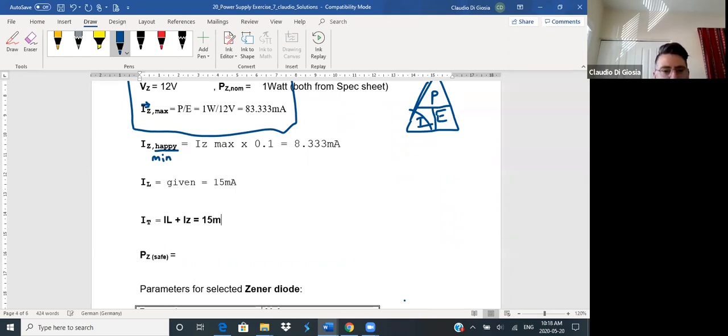So 15 milliamps plus 8.333 milliamps. So we're looking at 23.333 milliamps. Yeah, milliamps. Okay. So that's what we need up here.